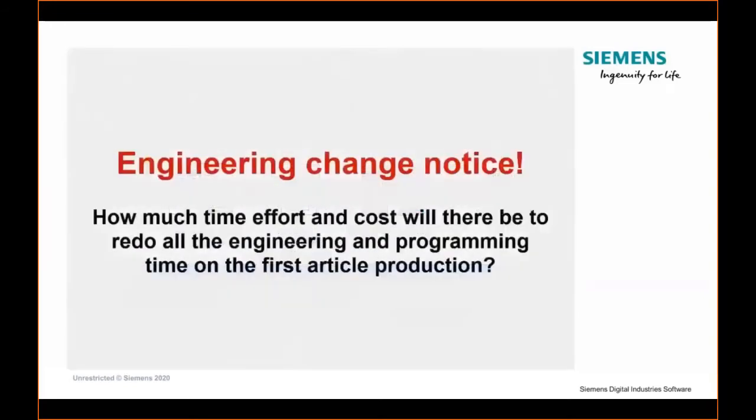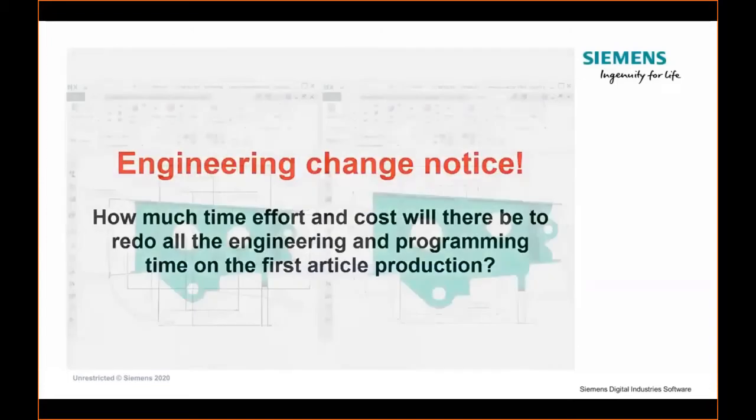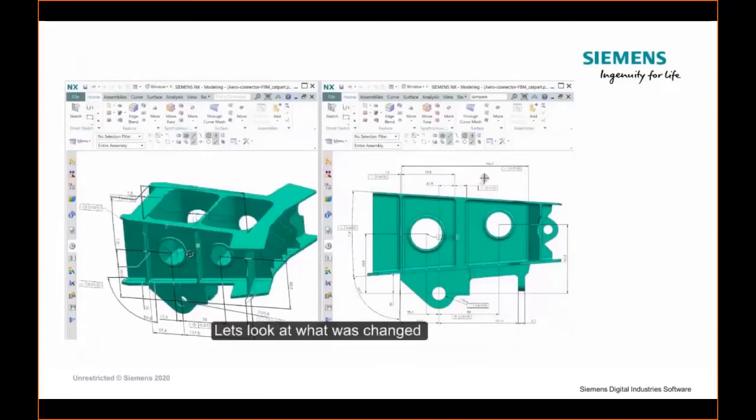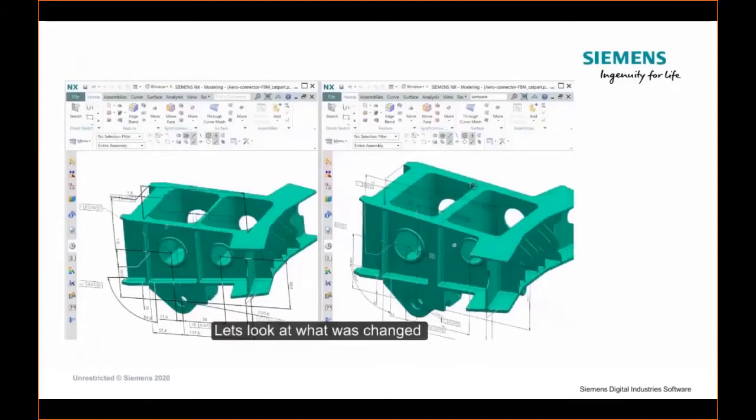But wait, engineering change notice. How much time and effort will it cost you? Will there be a need to redo all the engineering and programming time on the first article production? ECOs with NX are an everyday challenge. It's simple, it's fast. We'll take a look at what has changed.